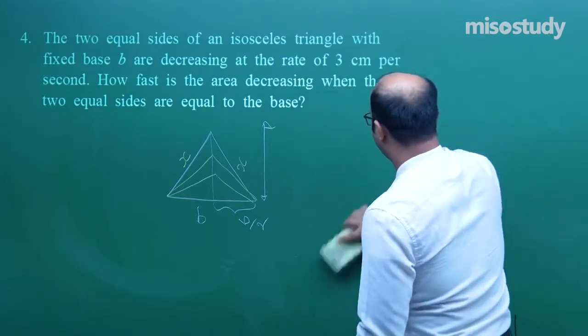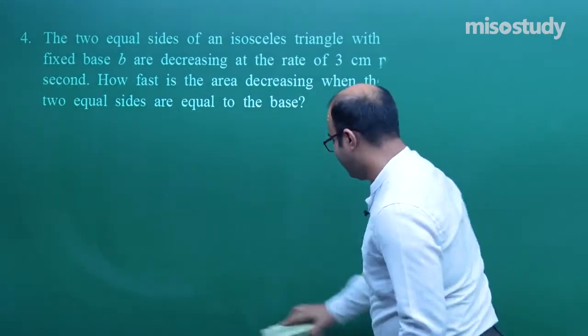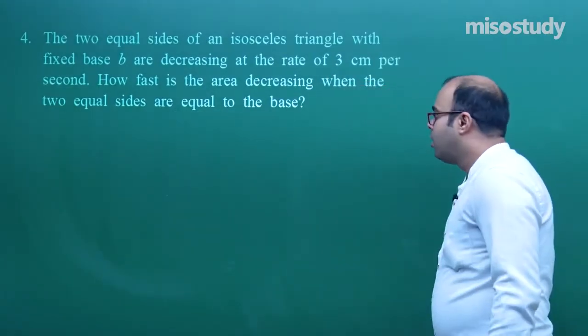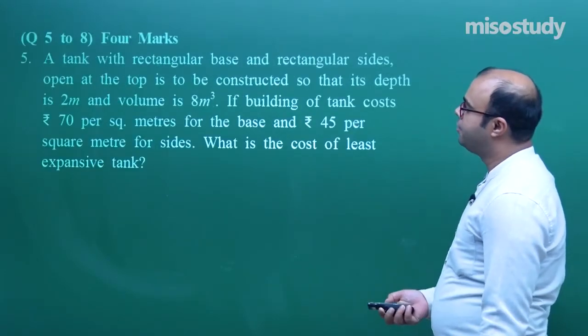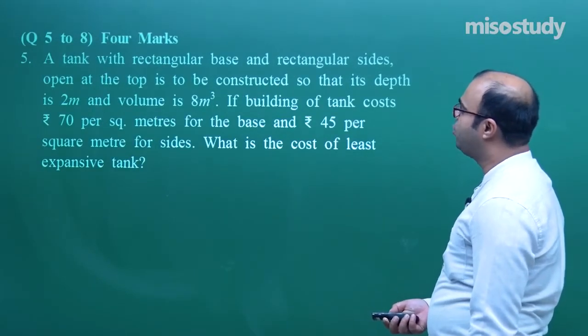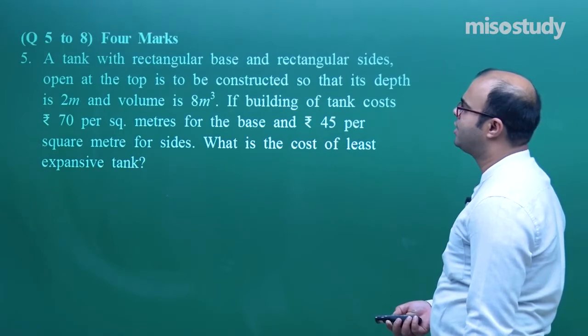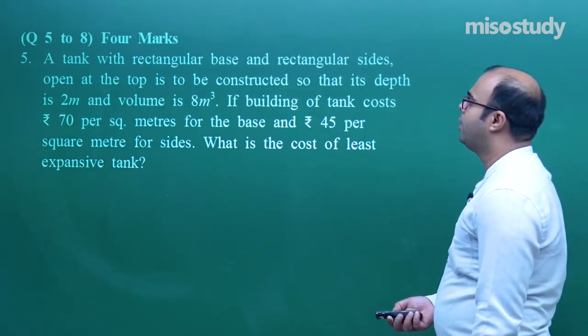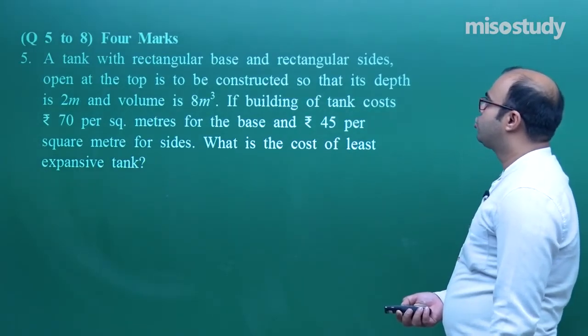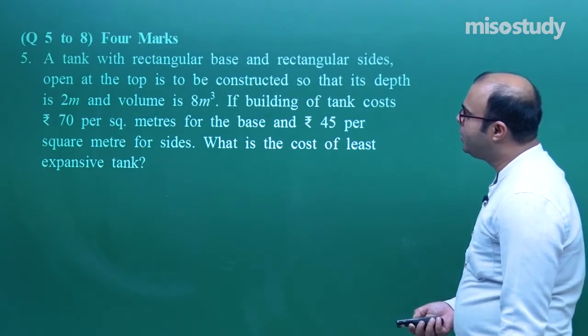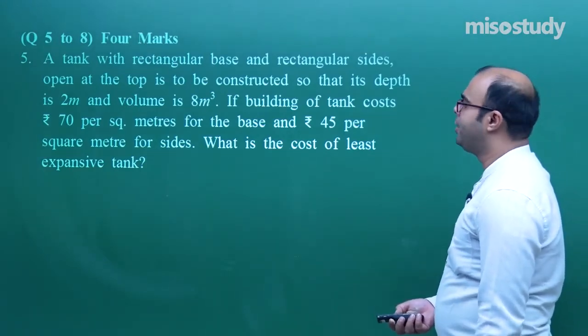So let us see what is there for us in the fifth question. The fifth question says, a tank with rectangular base and rectangular sides open at the top is to be constructed so that its depth is 2 meter and volume is 8 meter cube.